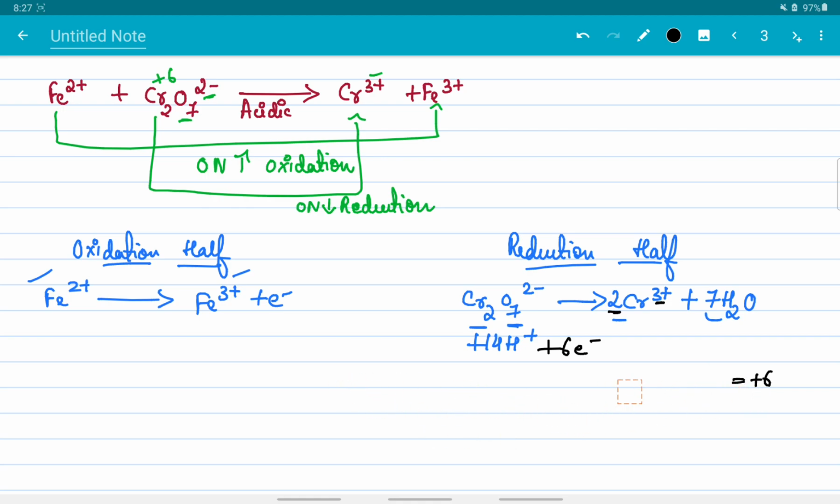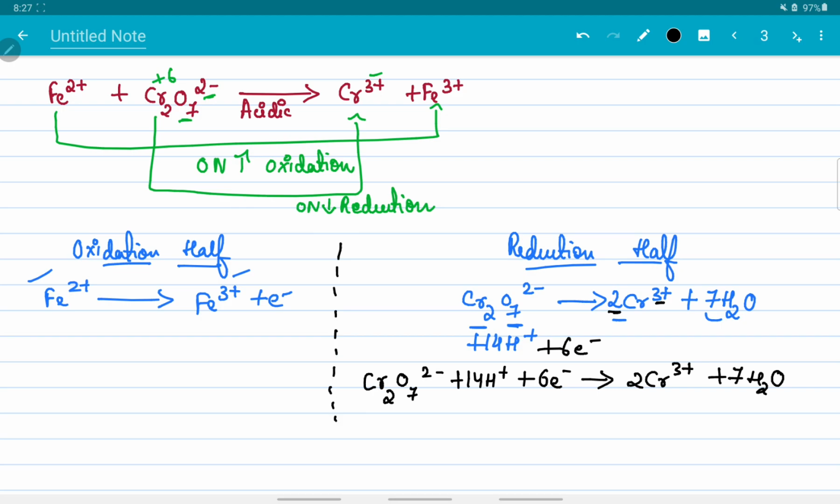After adding 6 electrons to the LHS, the equation becomes Cr2O7 2 minus plus 14H plus plus 6 electrons gives 2Cr3 plus plus 7H2O. So that is our equation of the reduction half. We have successfully balanced both the oxidation half and the reduction half equations, and now we are going to join them. We have followed all the steps.